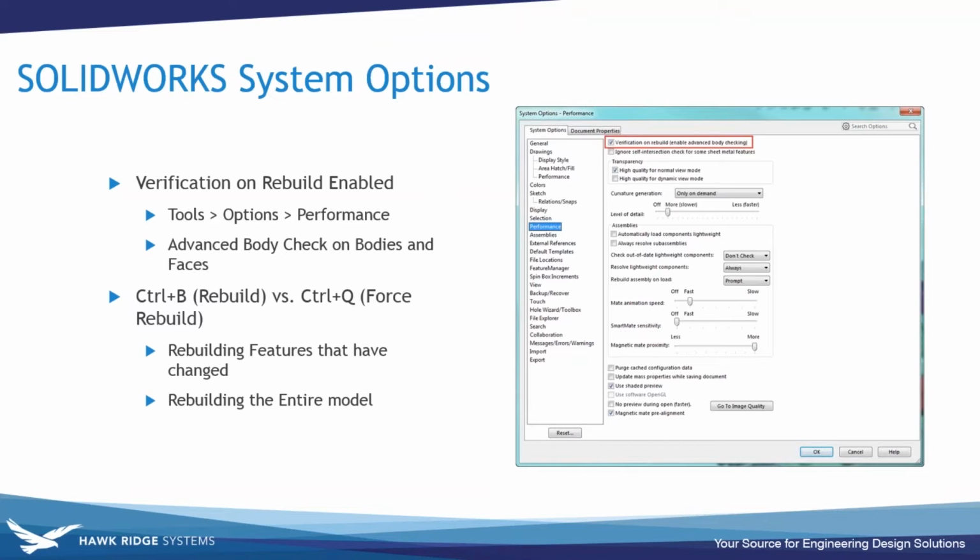So how does that contrast with just a normal rebuild, Control B? You may recognize on your SOLIDWORKS that red light, green light icon. That's the regular rebuild, Control B. What it does is rebuild or refresh any features or any changes that were made within the model that SOLIDWORKS recognizes. It's not going to rebuild any parts that haven't been touched, so the rebuild times are going to be a lot faster compared to the Control Q forced rebuild, which is rebuilding the entire model.